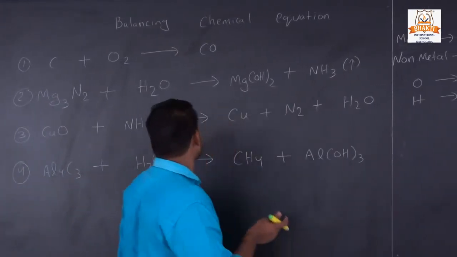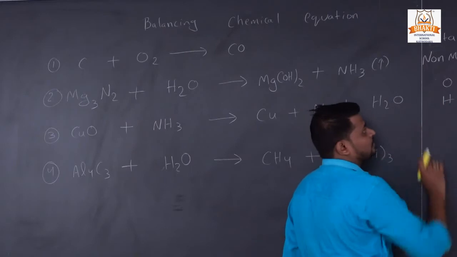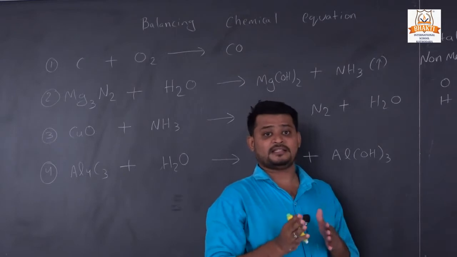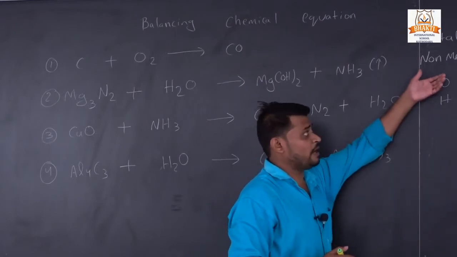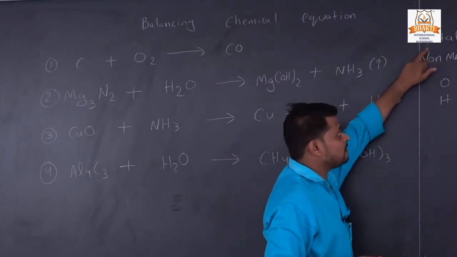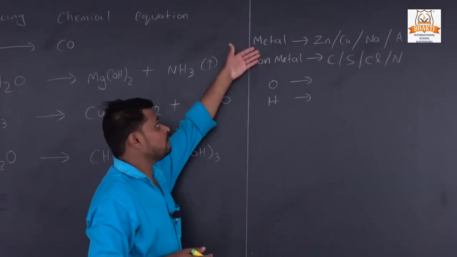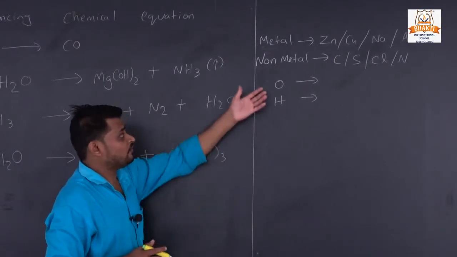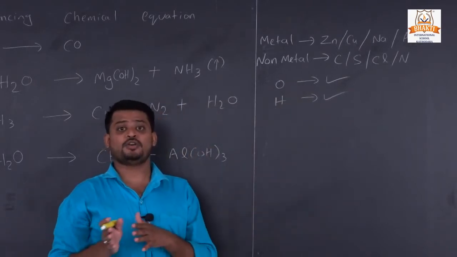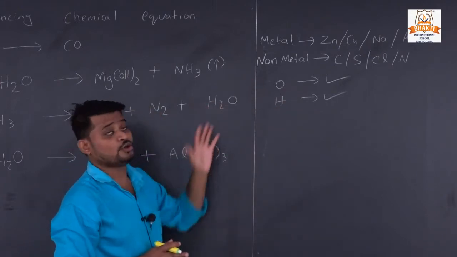First, to start how to balance, let us start with some rules. First, metals: zinc, copper, sodium, aluminum, these are metals. First we balance metal, then non-metal: carbon, sulfur, chlorine, nitrogen. Then we check again, when we balance non-metal, whether the metal was unbalanced or not. Then after that, oxygen, then hydrogen. Oxygen and hydrogen are also non-metals, but in this rule we will take them separately, not as non-metals.